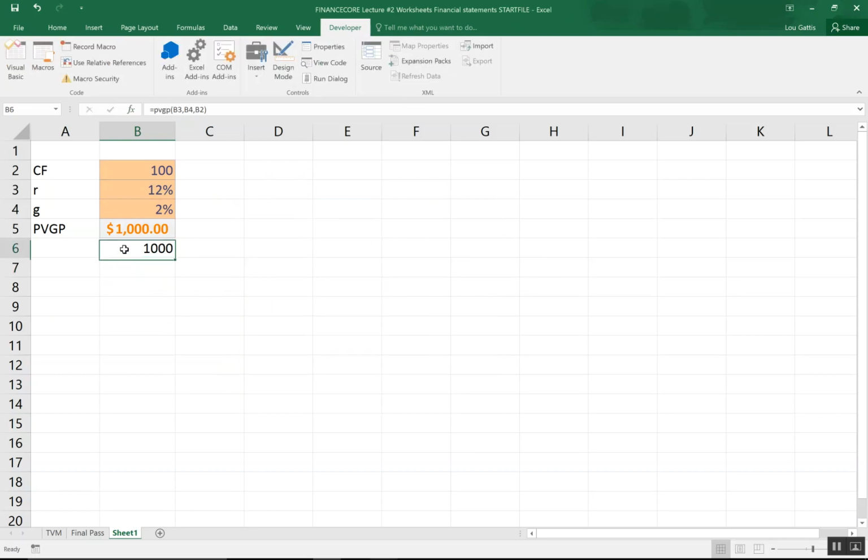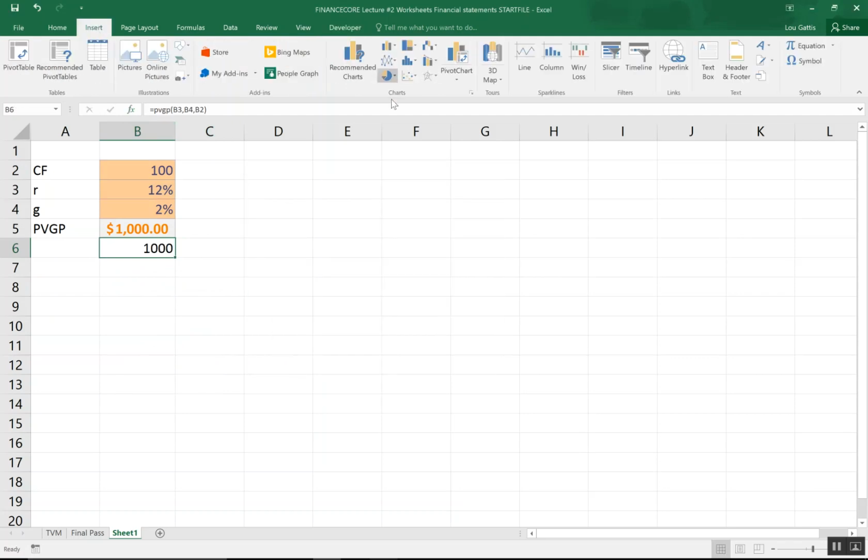All right, so there's my first function. Notice it doesn't show up if I just type equals PVGP. I'm going to have to insert it like I did here, using the insert function. So let's go back to the presentation.